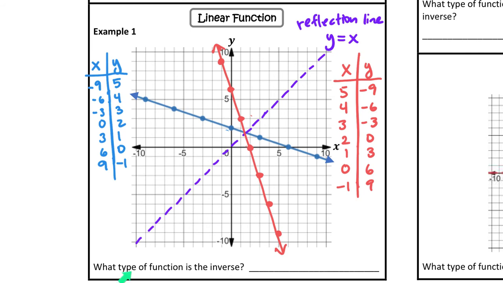And the question down here is, what type of function is the inverse? If the original blue graph on there is a line, what type of graph is the red line that we end up with? What type of graph is the inverse? Is it also a line? So we would write down here that the inverse is also a line. It's also linear. Okay.